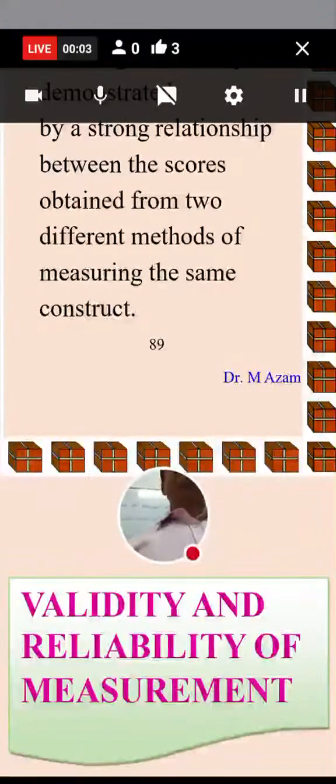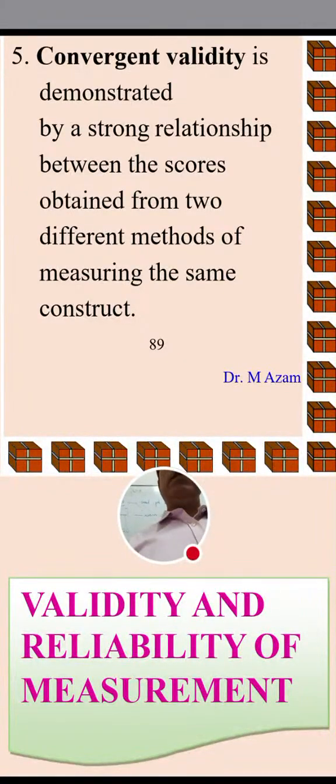Scores: 50 kg is a score, 70 kg is a score. If you measure your height, the values that you get are scores: 5 feet 5 inches, 5 feet 7 inches, 6 feet. These are scores.